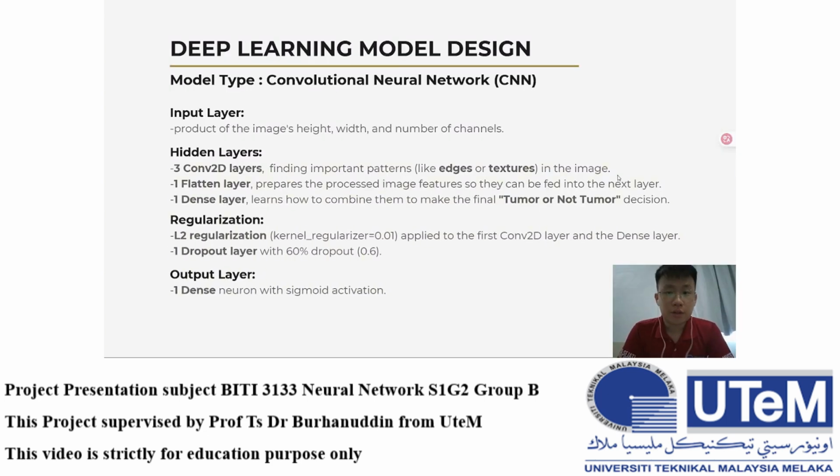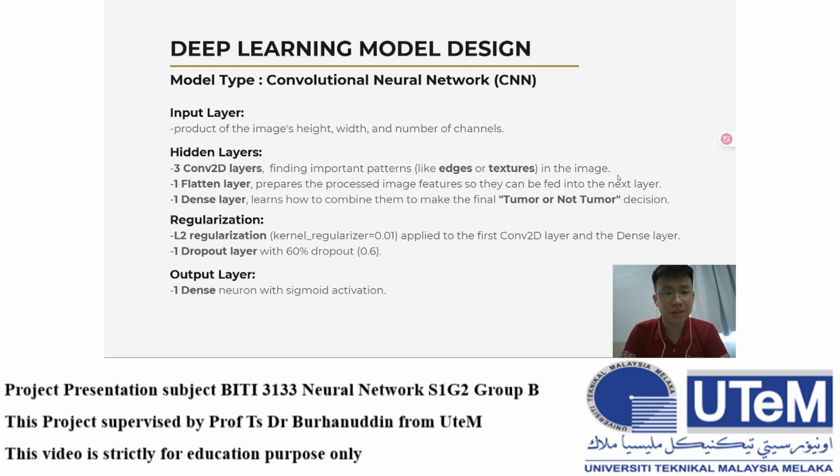Okay. First of all, let me introduce our deep learning model design, which is CNN, Convolutional Neural Network. Our CNN model is defined with L2 regularization and includes several layers: input layer, hidden layers, and output layer. Our input layer is the product of the image height, width, and number of channels. For the hidden layers, we include 3 convolutional layers to find important patterns like edges and texture in the image. One flatten layer prepares the processed image features so they can fit into the next layer.